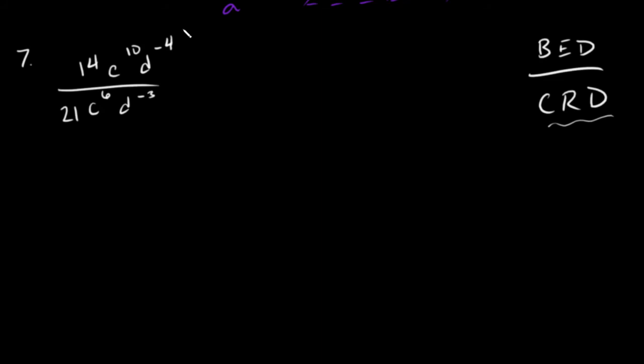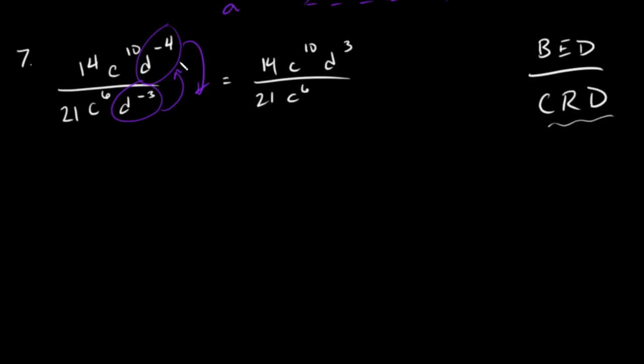Anyway, so here, you want to take your negative exponent in the bottom and move it up to the top. Take the negative exponent in the top and move it to the bottom. So you're going to get 14 c to the 10th, moving this d to the top, and you're going to get d to the +3rd. And here, the 21 stays, the c to the 6th stays, and this piece moves to the bottom, and it becomes a +4. Now you can just apply your typical rules.